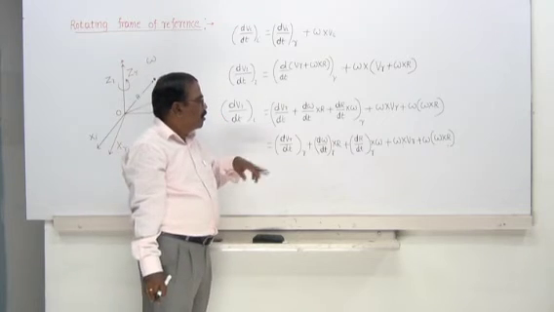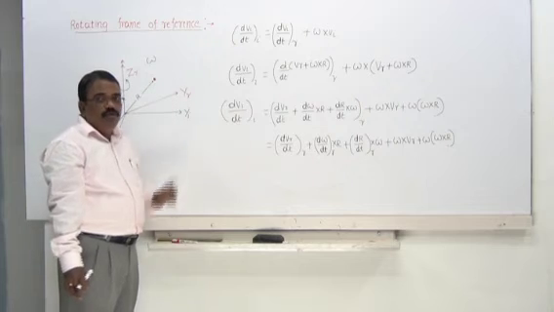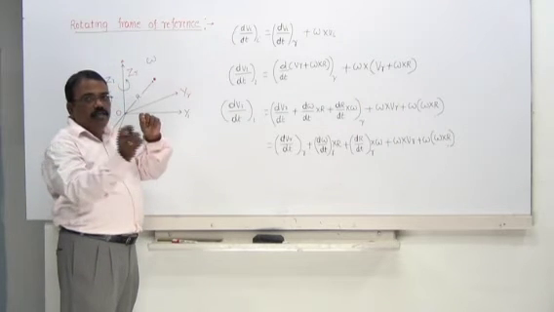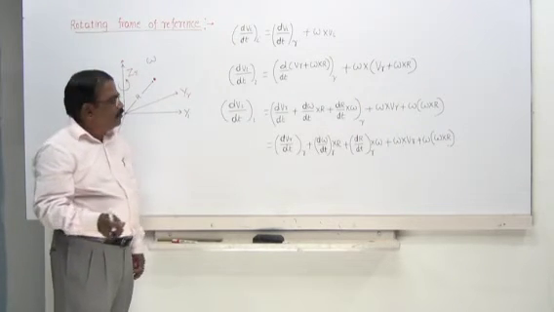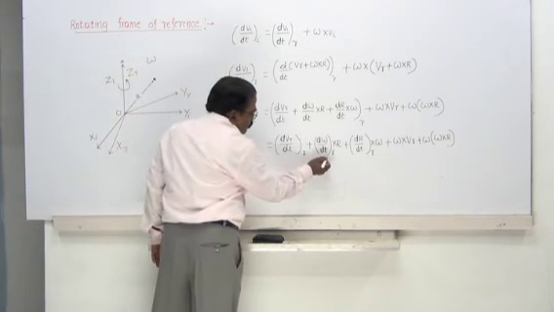Here, the S dash frame is moving with a constant angular velocity omega. So this term is equal to 0.